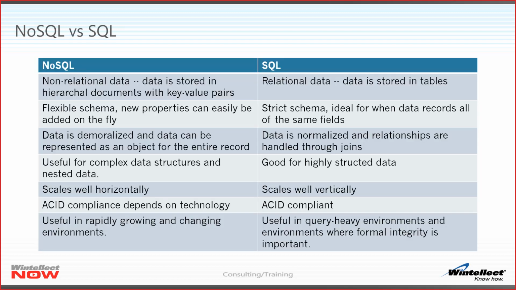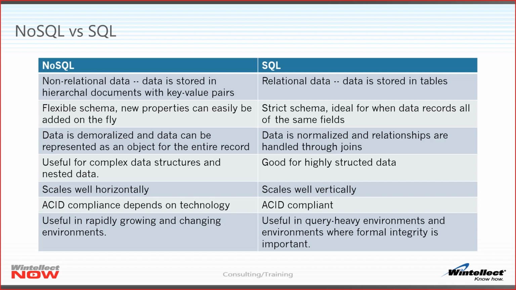So just an overview of what the difference between SQL and NoSQL looks like. NoSQL is a non-relational database, while SQL is a relational database. Data is stored in tables in SQL, and NoSQL is basically hierarchical documents with key-value pairs. So basically think of JSON documents or XML documents versus tables. It's two different ways of storing data. Both of them could be used for different things, and they both have advantages and disadvantages. It's not that one is better than the other.